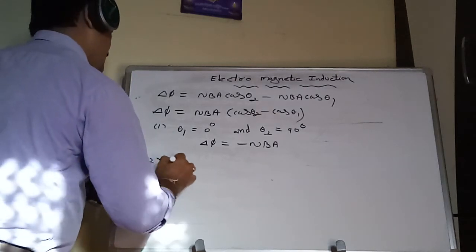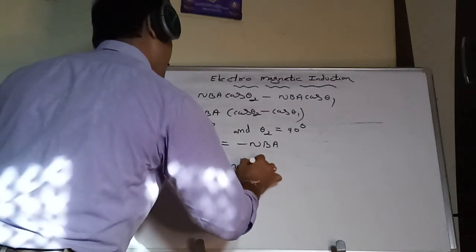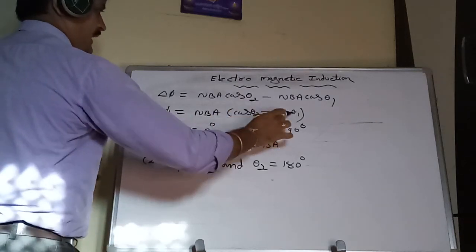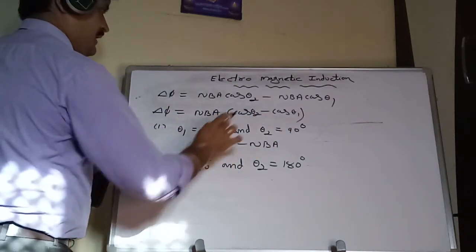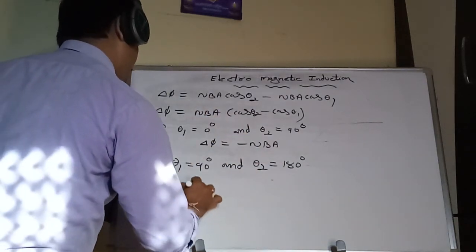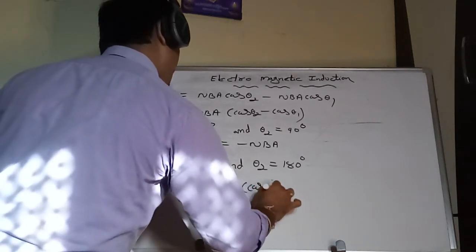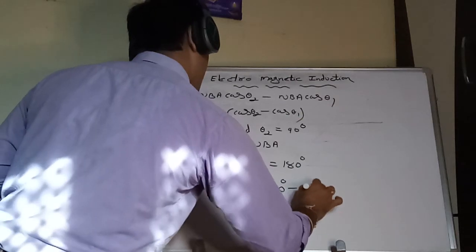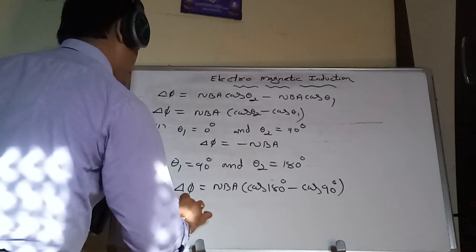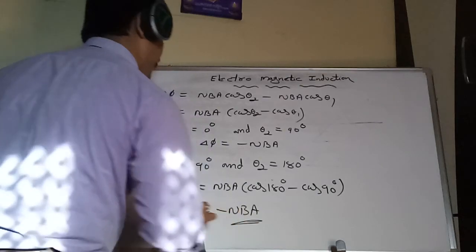Second, theta 1 equal to 90 degrees and theta 2 equal to 180 degrees. So delta phi equal to NBA (cos 180 minus cos 90). Cos 90 is 0, so delta phi equal to minus NBA. This condition also gives minus NBA.